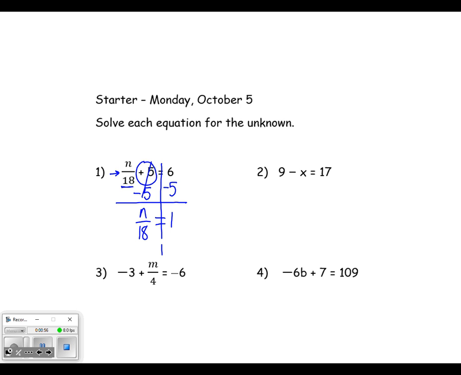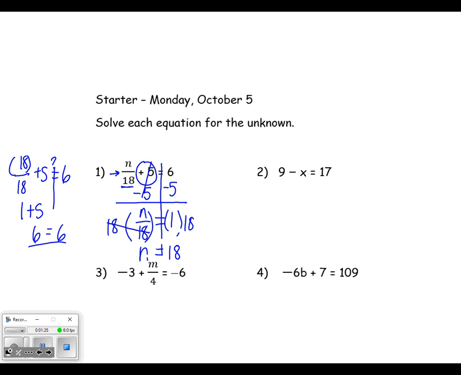So to undo that, I need to multiply both sides by 18. That makes that one go away, and I have n equals 18. I'm going to check this really quick over here. 18 over 18 plus 5, and I need that to equal 6. 18 over 18 is 1 plus 5, which equals 6. So that checks, and I can square my answer.